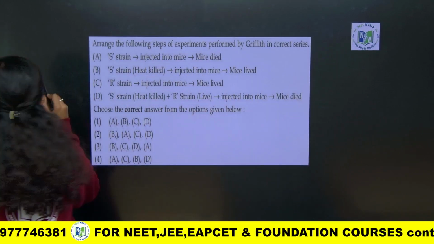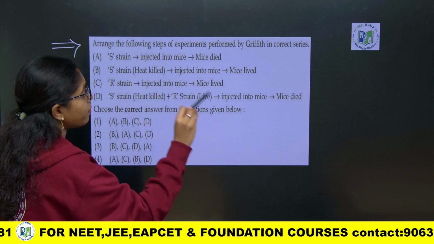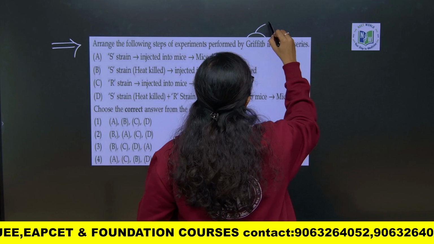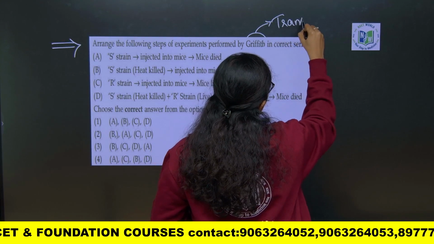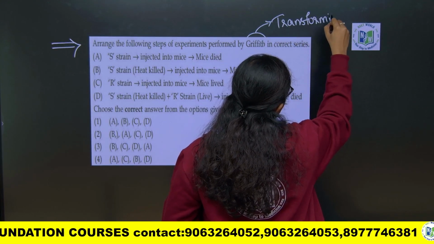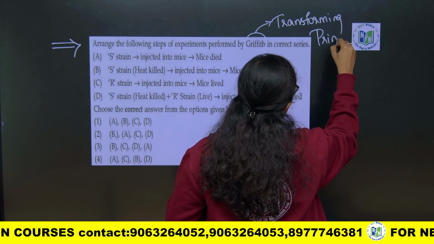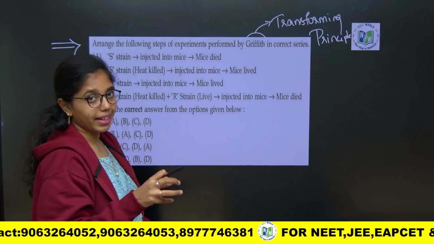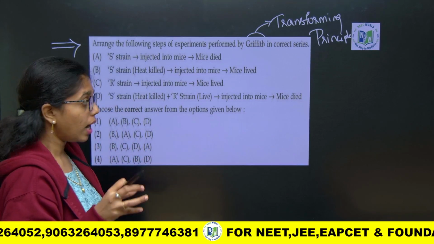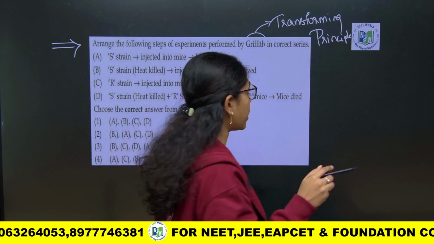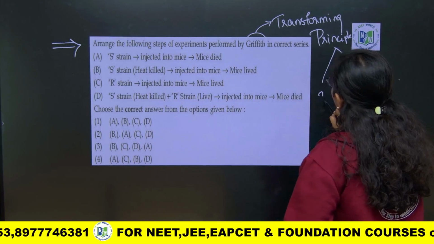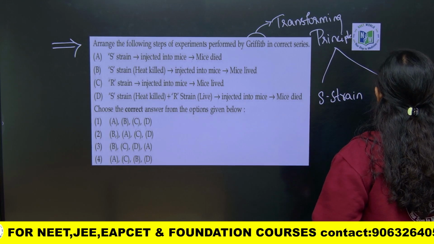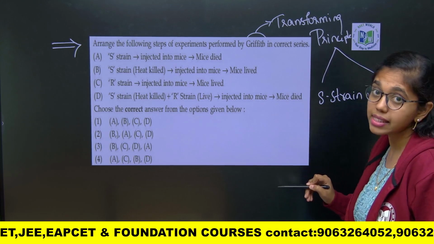Next question, arrange the following steps of the experiment performed by Griffith. Frederick Griffith has given us the transforming principle, using the model organism Streptococcus pneumoniae. In Streptococcus pneumoniae, two variants are present. One is the S strain and the other variant is the R strain.